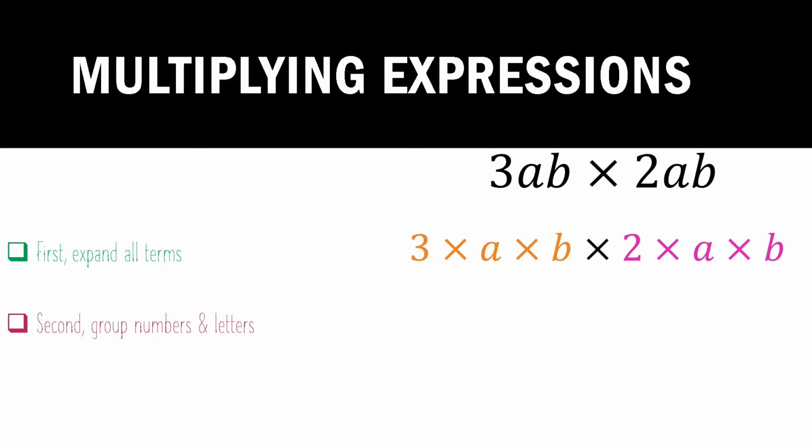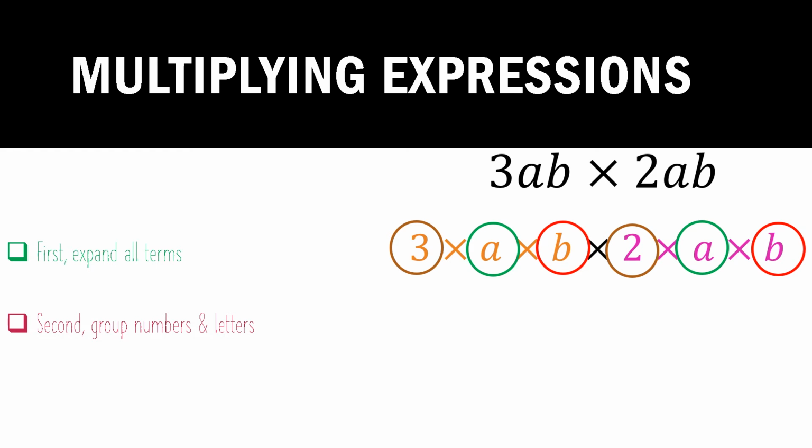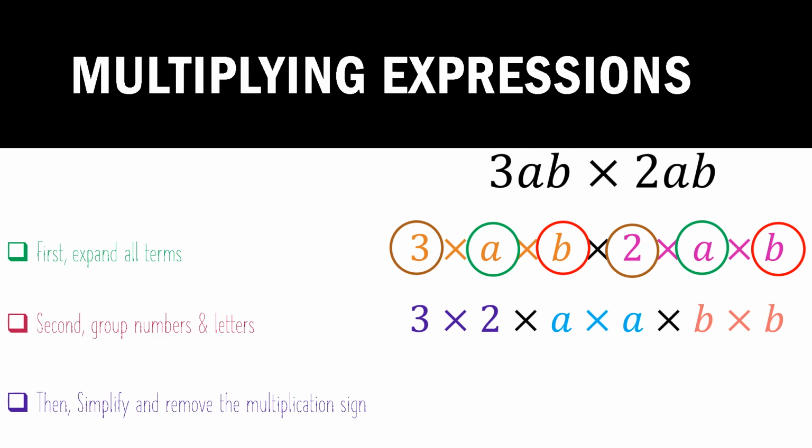The next step, we need to group the numbers and the letters. So we're going to group our 3 times 2 together. We're going to group our a times a together. We're going to group our b times b together. So we're going to group all the numbers together and all the letters that are the same together. So we have 3 times 2 times a times a times b times b. Then we simplify and remove the multiplication sign.